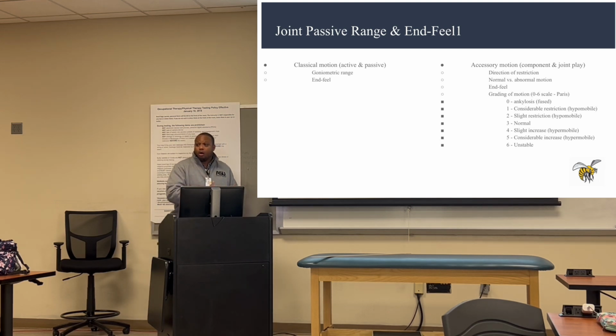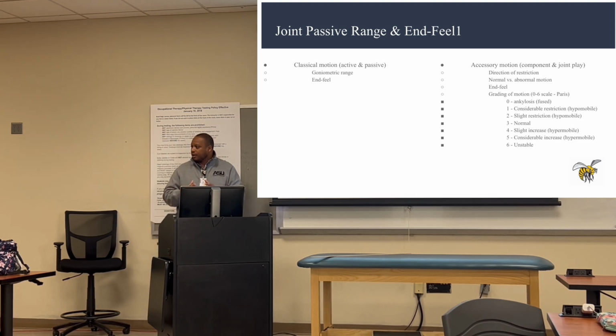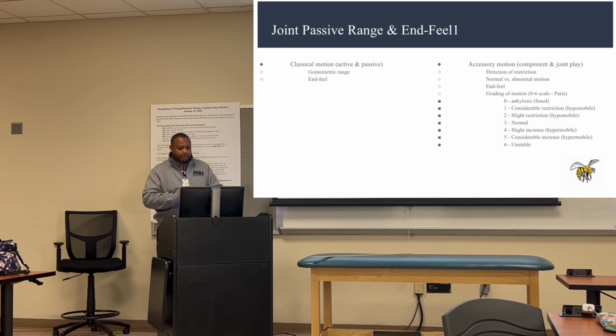So that's why we always have to assess both sides when we're doing passive range of motion, when we're doing muscle selective tension testing, when we're doing goniometry, active range of motion, even when you're doing special tests. So for all of our assessments, we have to assess both sides. That's how we identify normal versus abnormal. That's how we're going to do our grades.